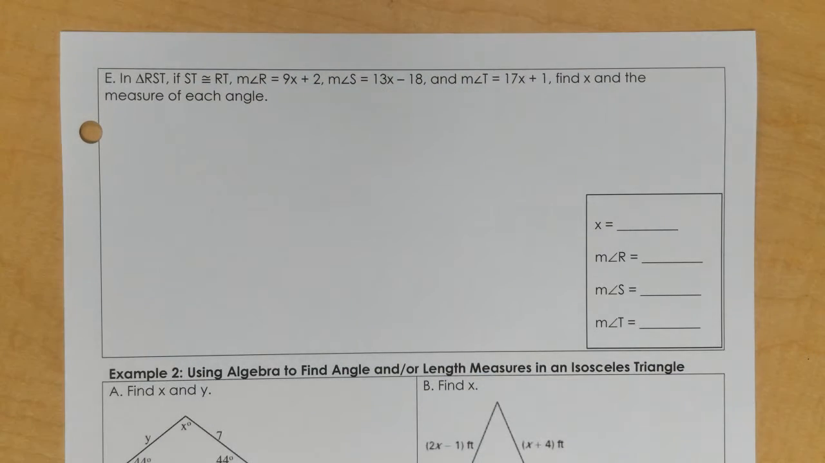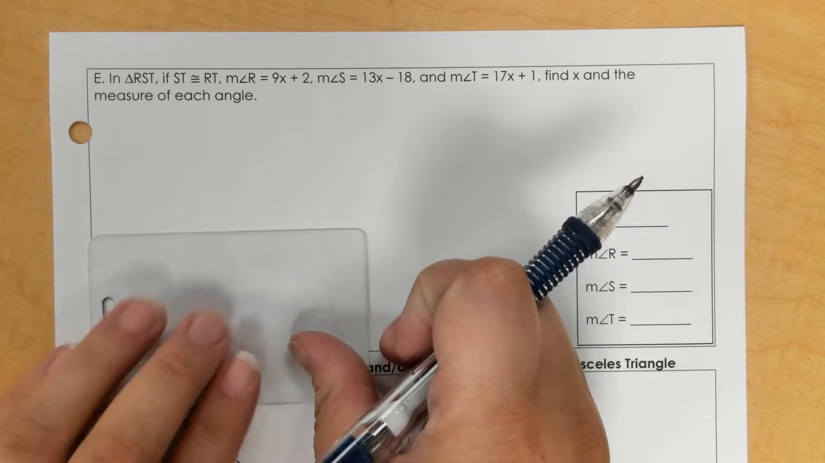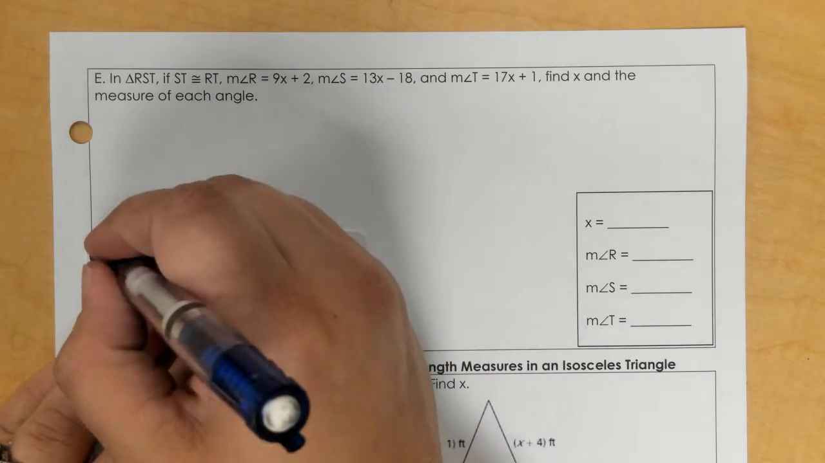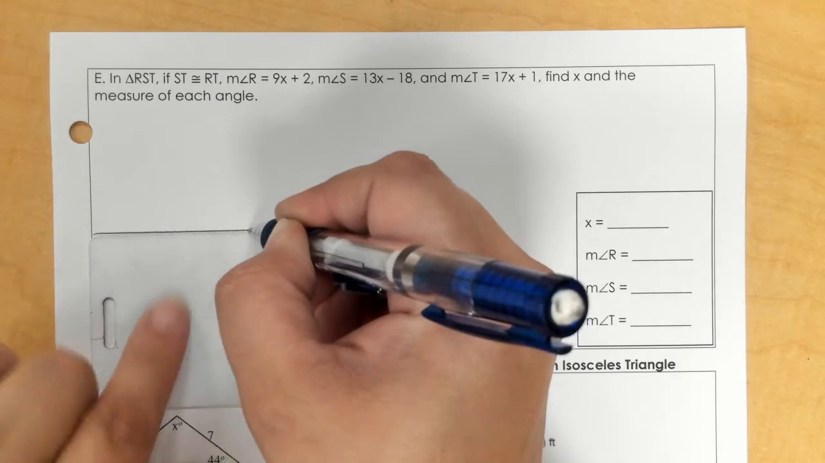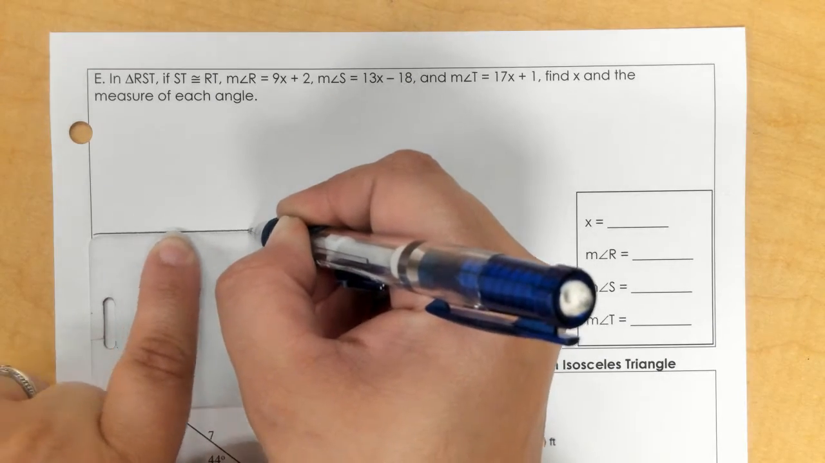Okay, then the last example for that section, letter E. And for letter E, you have to draw an image of this triangle. So, what I would do is go ahead and draw a base. Okay, I would say the middle of that is about right here.